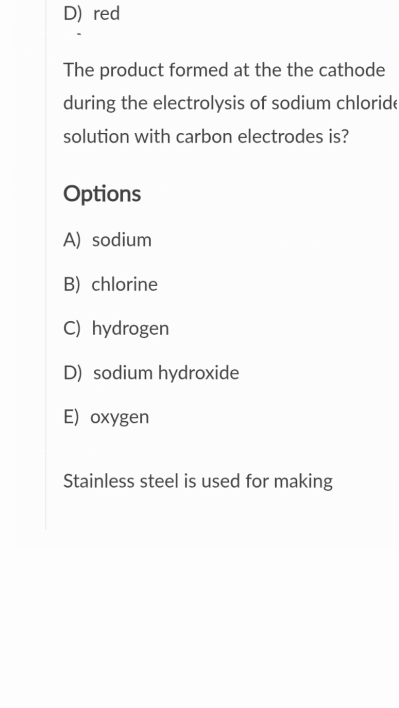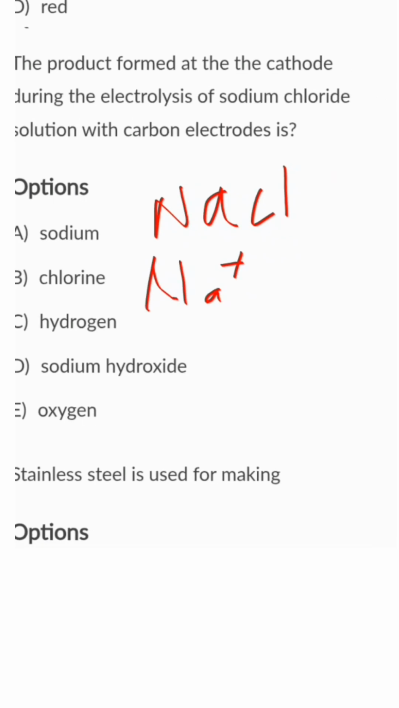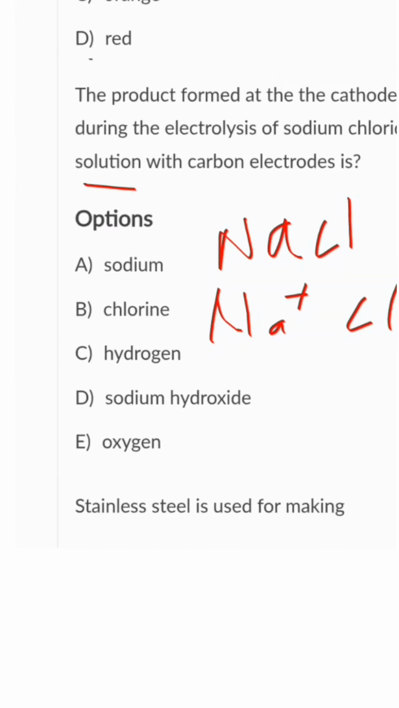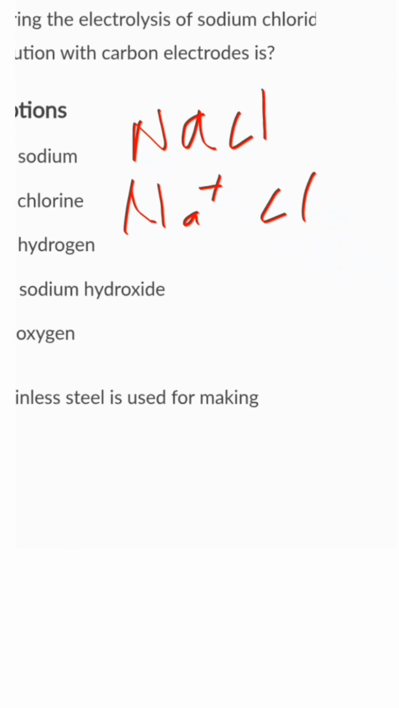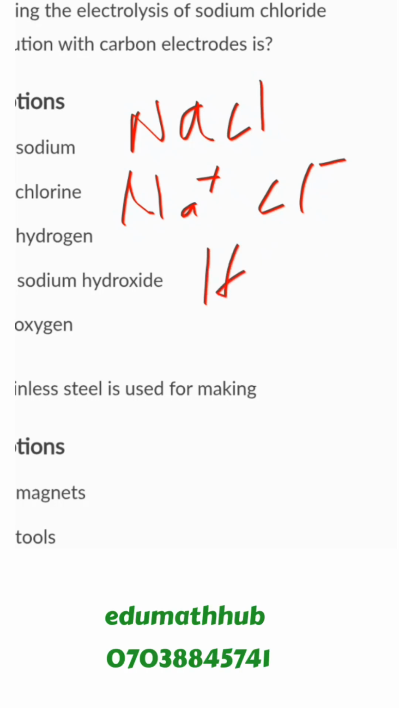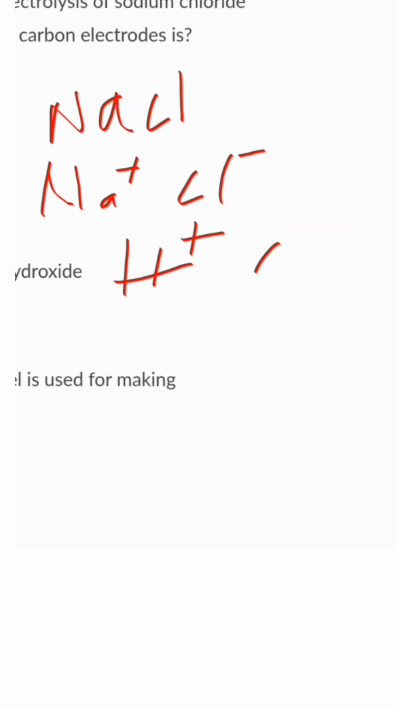The product formed at the cathode during the electrolysis of sodium chloride solution with carbon electrode is what? Now, you need to first of all check out sodium chloride. Sodium chloride is NaCl, right? NaCl. But when it dissociates, you're going to get Na plus, Cl minus, right? Take note of this word here. You have solution here. Solution means there's water present. So the water too will also dissociate. So we're going to have H plus and OH minus.